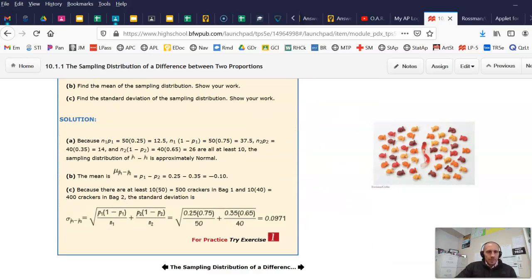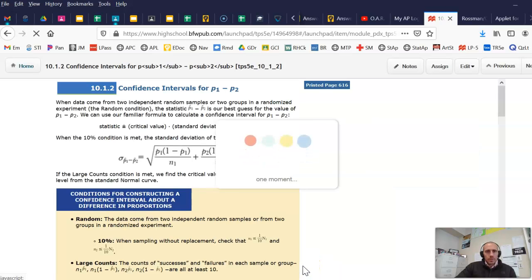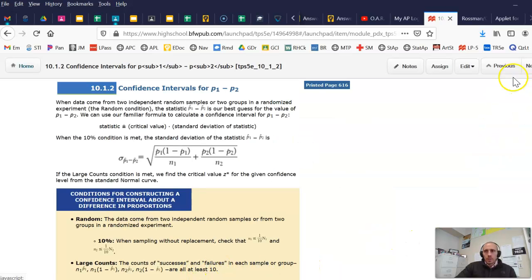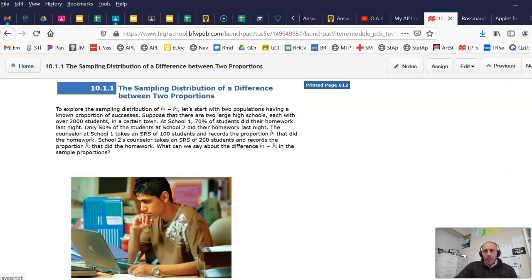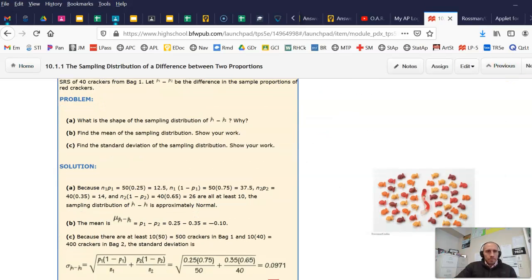Let me see if they have a check of understanding before I go too much further. Nope. Okay. So let's just look at this bottom question that they have here.